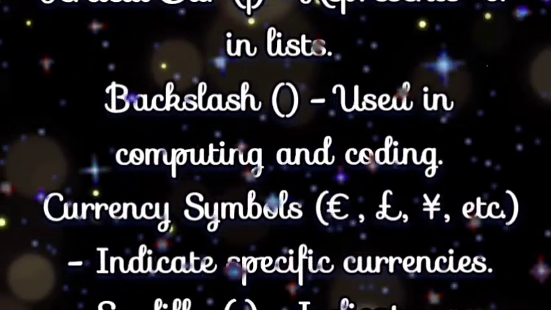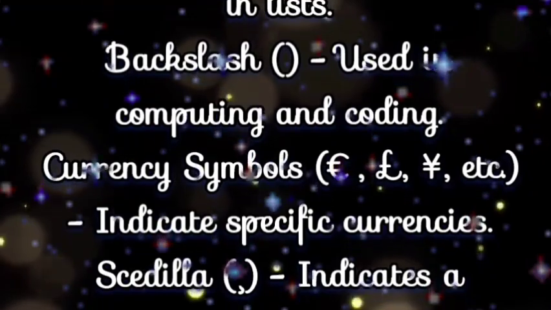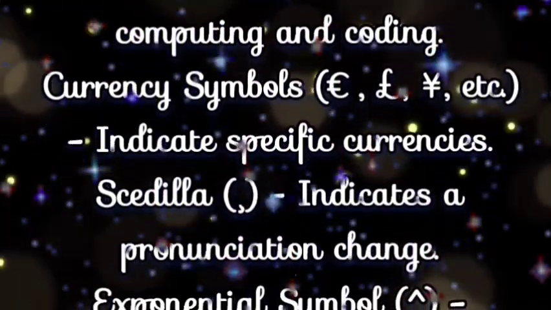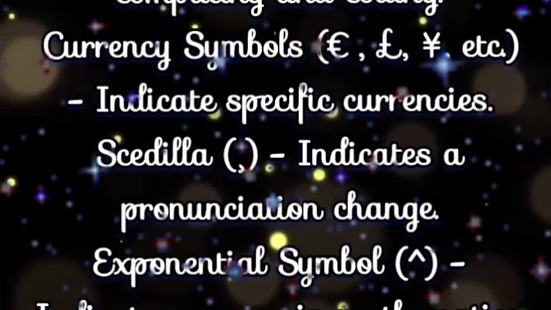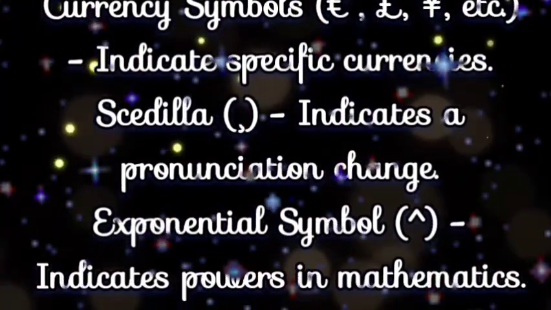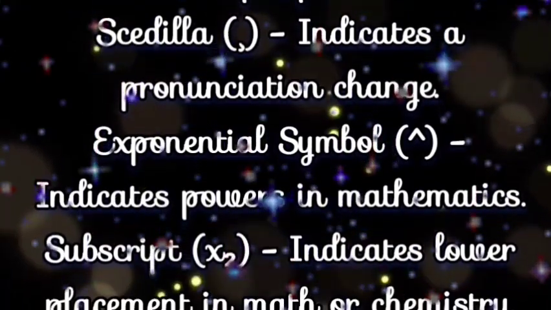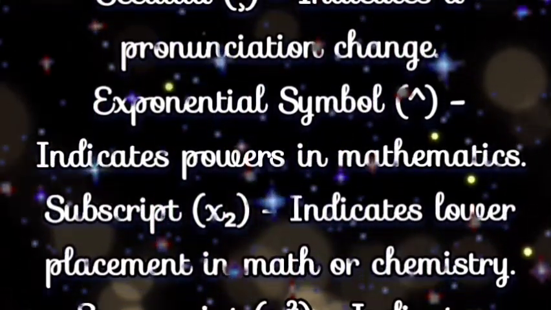Vertical bar represents or in a list. Backslash is used in computing and coding. Currency symbol indicates specific currencies. Schwa indicates a pronunciation change. Exponent symbol indicates power in mathematics.